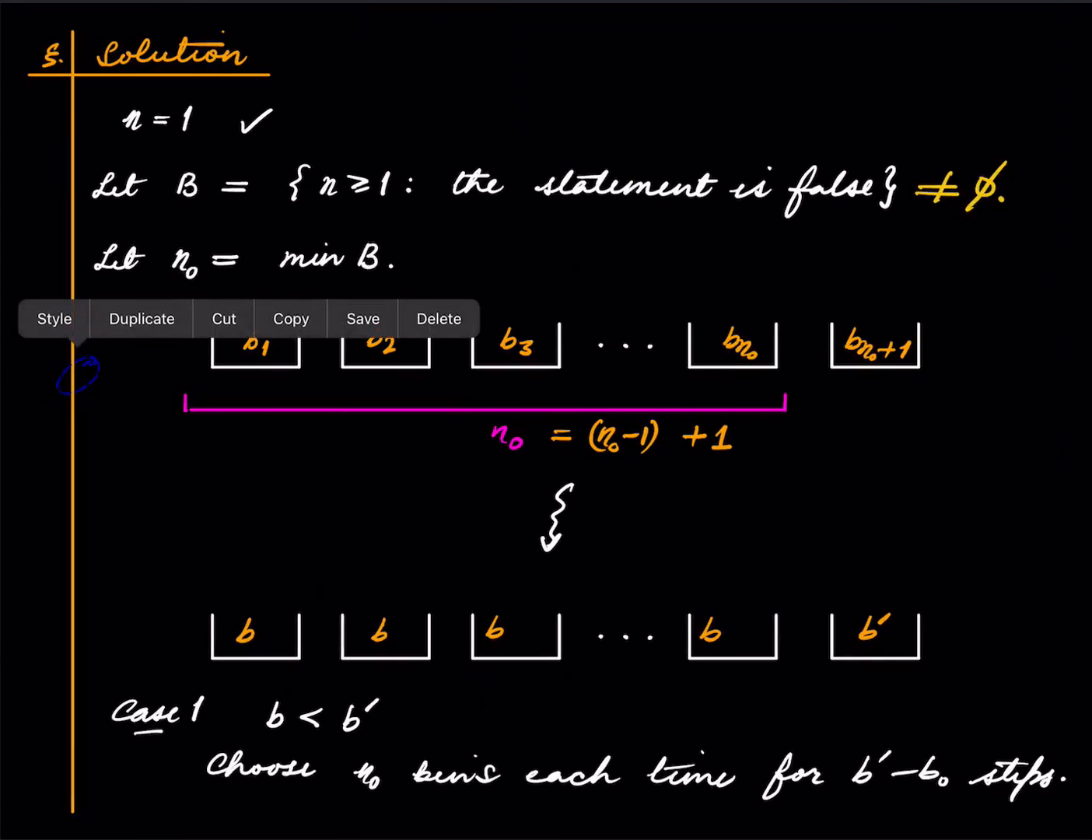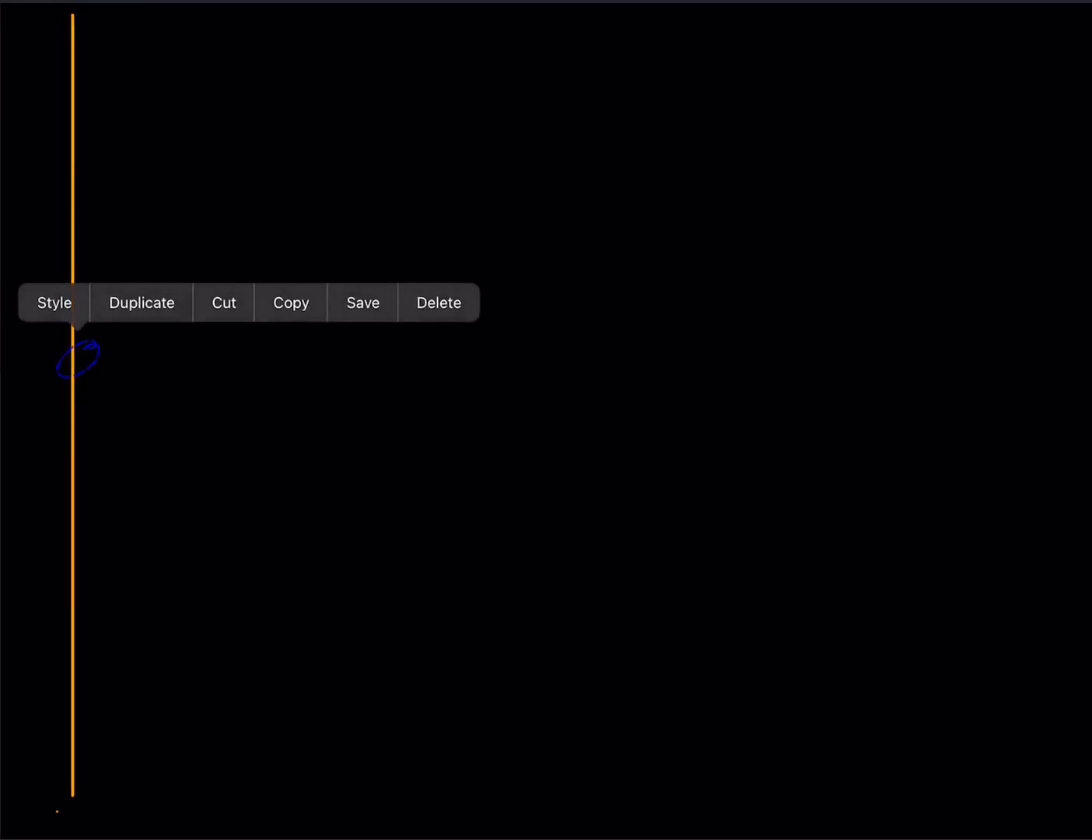Case 2 is b equals b prime. Well, in this case, we are already done. There's nothing to do. The total number of balls in each bin is already equated. Case 3 is b is greater than b prime.